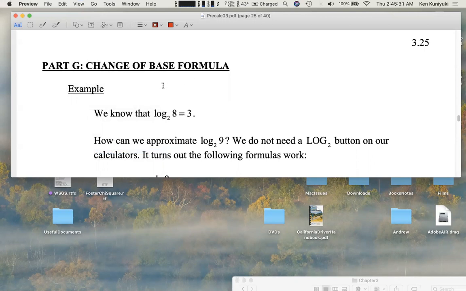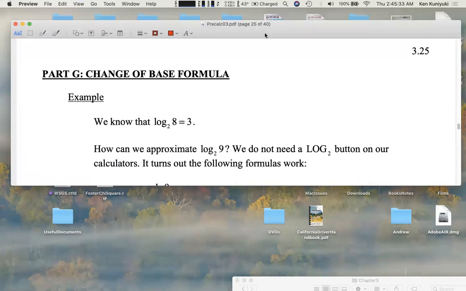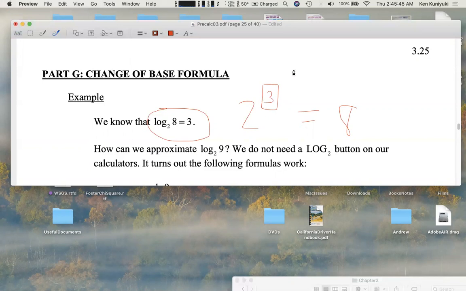All right, so for example, we know that log base 2 of 8 is 3. And why is that? Because 2 to the what gives us 8. Well, 2 to the third gives us 8. Remember, logarithms are exponents.